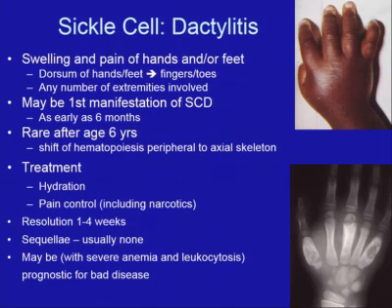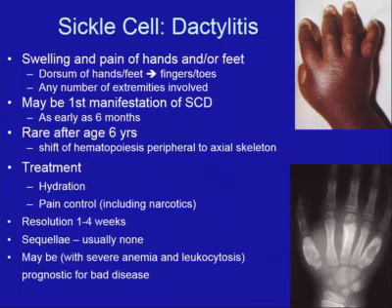When this happens in an infant or toddler, we call it dactylitis. So in young babies, they have a lot of marrow space in their fingers and toes, and so that's where you get the vaso-occlusive episode. So they'll present with puffy hands, fingers, feet, and toes. And that's often the first manifestation of sickle cell disease if you didn't already know they had it. And again, it can happen as early as 6 months. It's rare after about 6 years because, again, all your hematopoiesis goes to your axial skeleton.